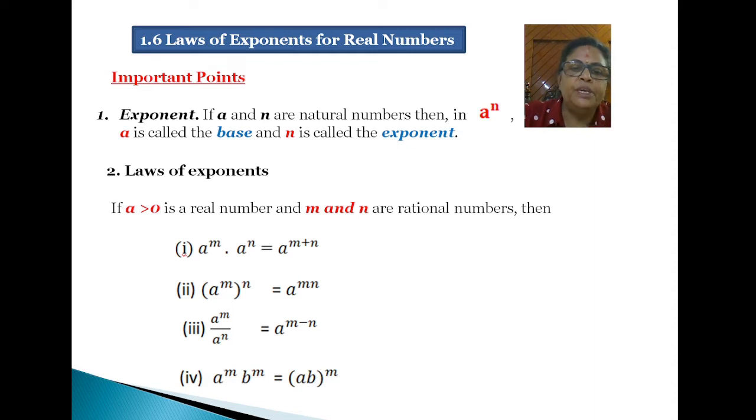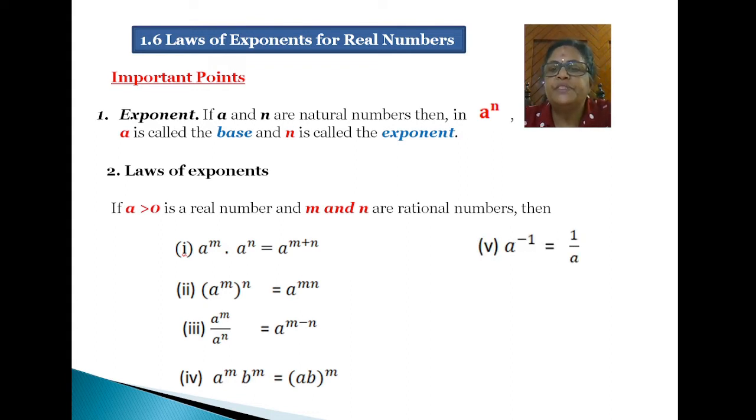A raised to m into b raised to m. Here, exponents are same, base are different. So, we will multiply the base. AB, the whole raised to m. Here, everywhere, base same, exponents are different. But here, exponents are same, but base are different.